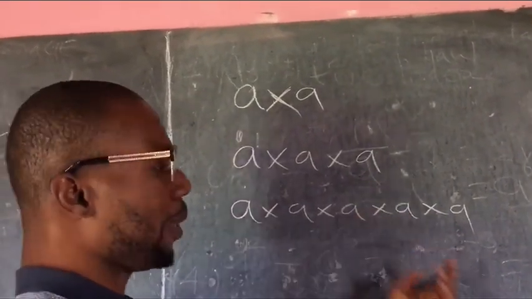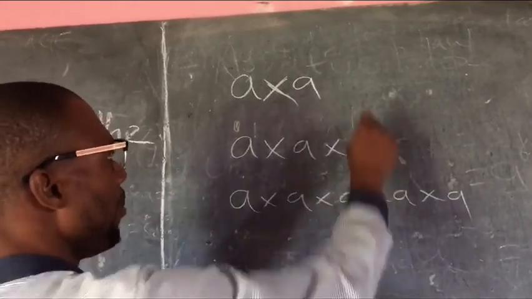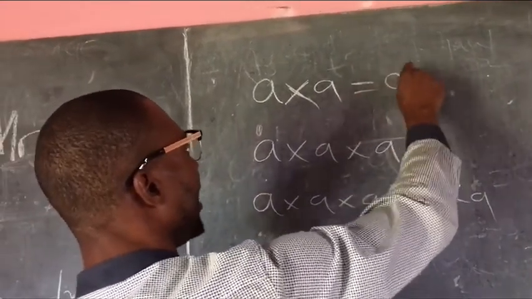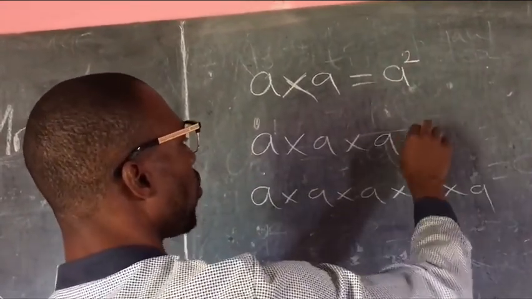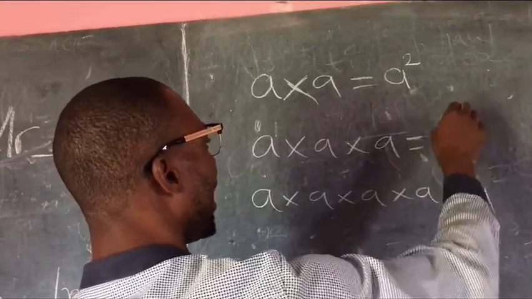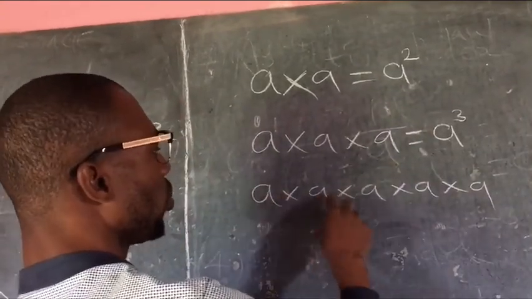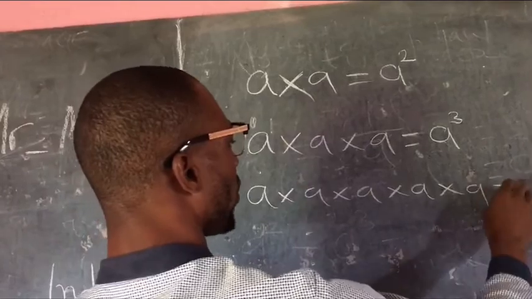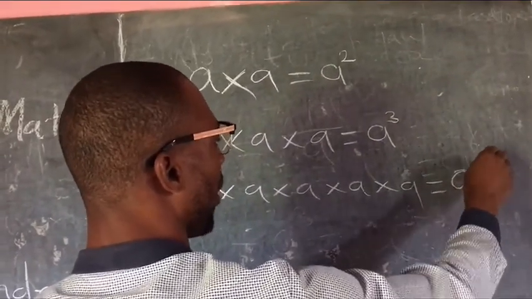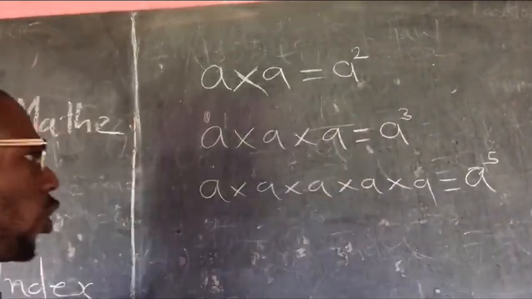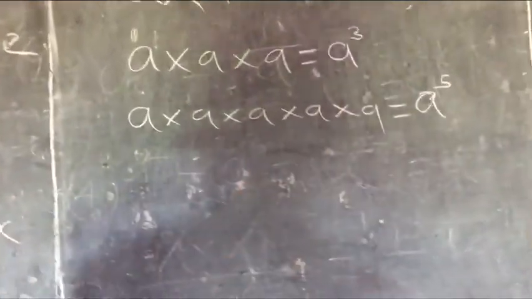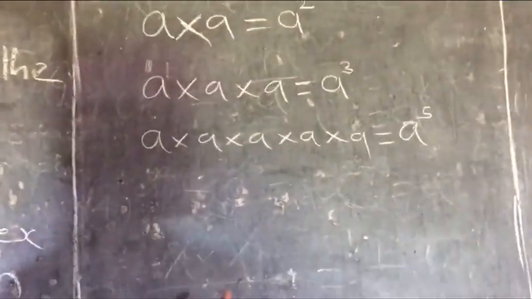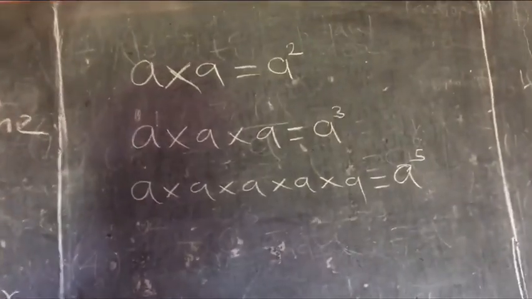They occupy space. So now we just write A raised to the power 2 here, and then we just write A raised to the power 3 here, and then for this one we count 1, 2, 3, 4, 5, and we just write A raised to the power 5. So if we write them like this, we minimize space, and it is easier.